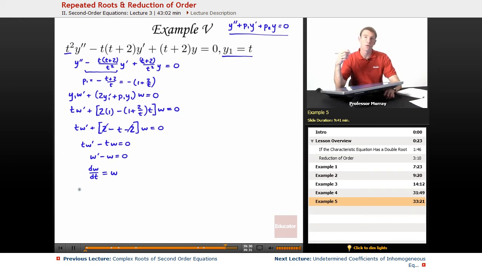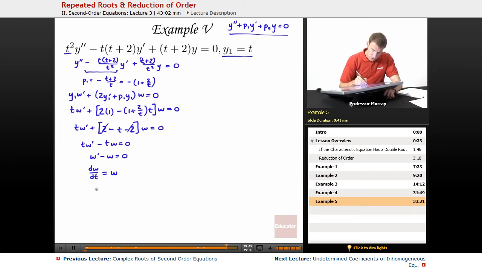So again, if you don't remember exactly how to solve a separable differential equation, you might check back. There's an earlier lecture here on Educator in the differential equations series, and you'll see one titled Separable Differential Equations. So you can look that up and practice some examples of these if this is a little fuzzy for you.